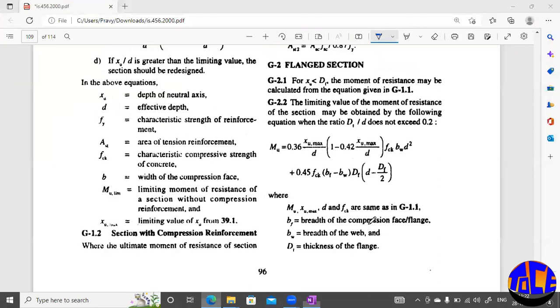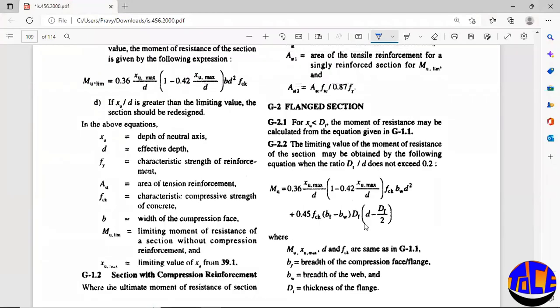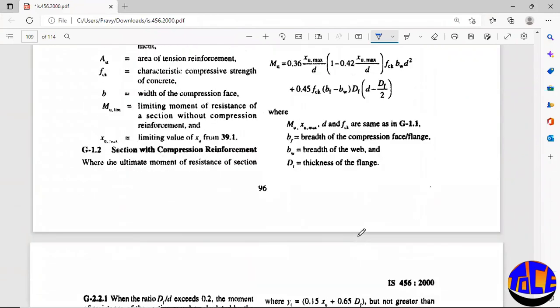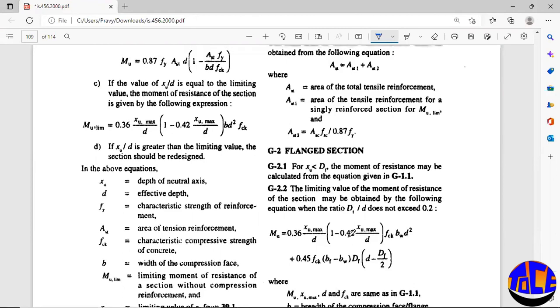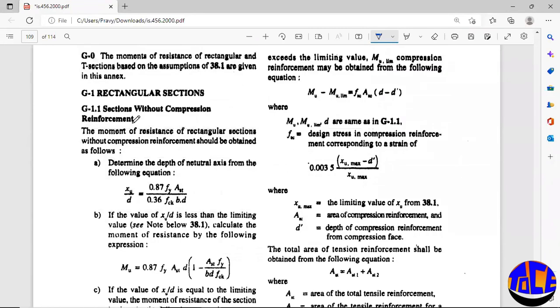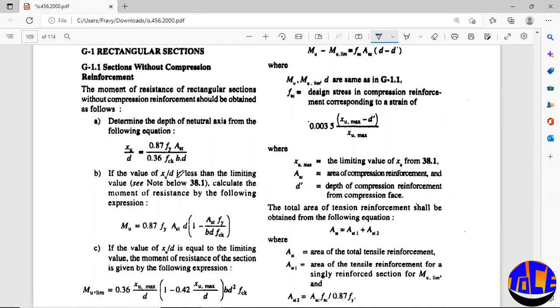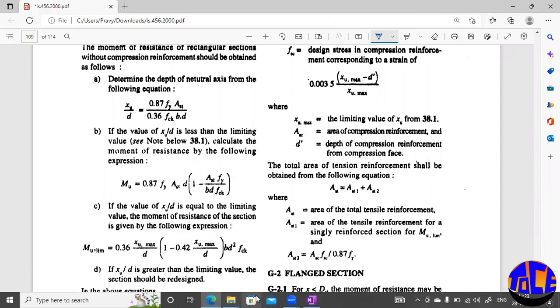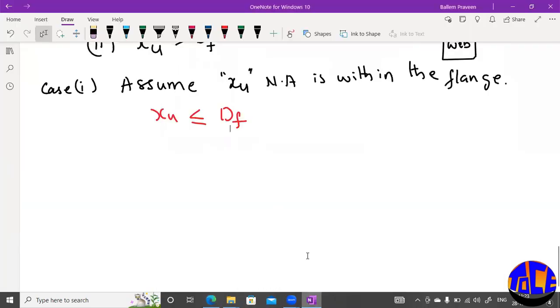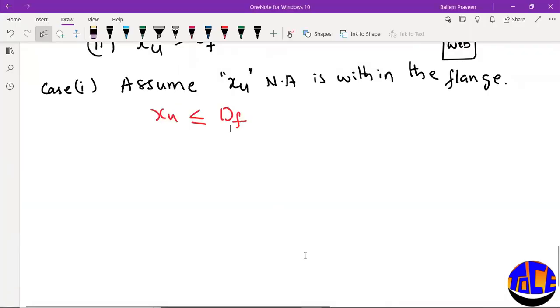So let me open the IS 456 code also. Here in G2, on page number 96, in G2.1, for xu less than df, the moment of resistance may be calculated from the equation given in G1.1. G1.1 is about a simply rectangular section, singly reinforced. So using that procedure, you can find out the moment of resistance, or you can design the flanged section, if xu is less than df.